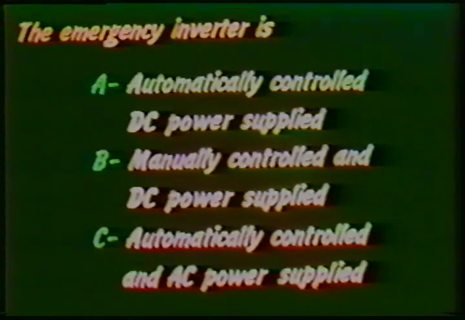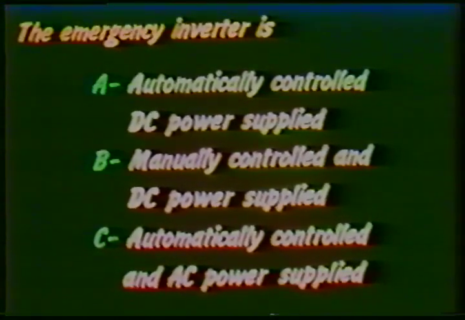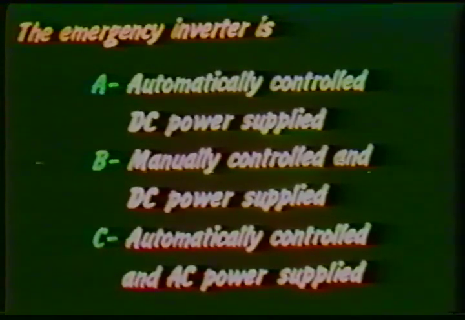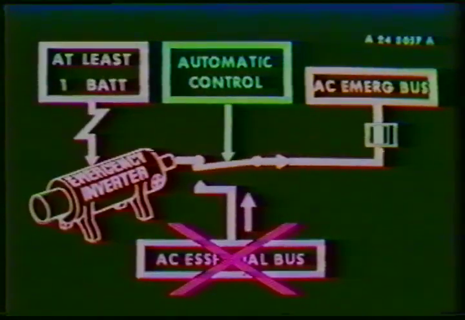A is perfectly correct. When there is no power on the AC essential bus, the DC-powered emergency inverter will automatically supply the AC emergency bus with single-phase 115 volts AC. Answer B could be correct, but manually selecting the emergency inverter is not considered as normal operations.